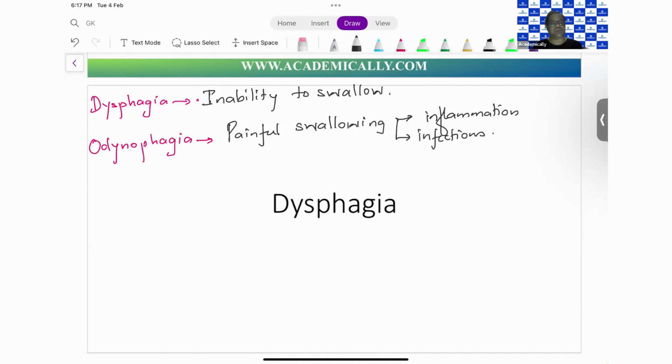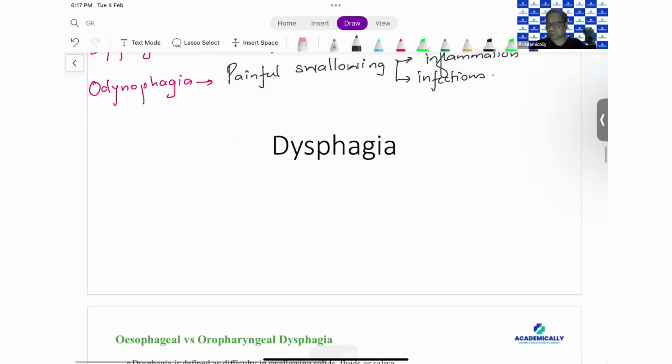So it can be due to benign causes like webs, web formation, stricture formation, etc. They can even be secondary to malignancy or something pressing upon the esophagus. For example, when the left atrium increases in size, it presses upon the esophagus. This is seen in mitral stenosis. It just presses upon it.